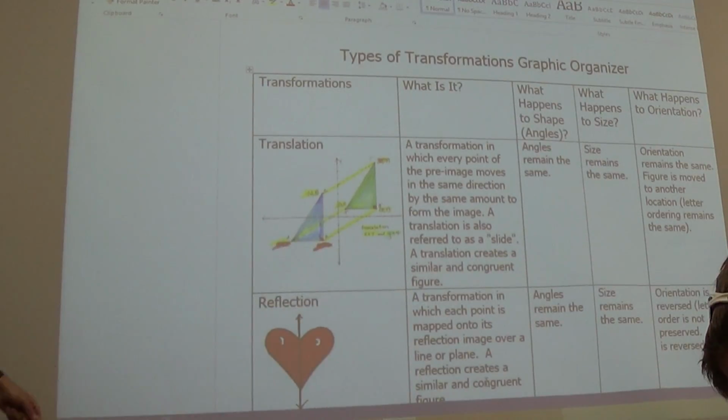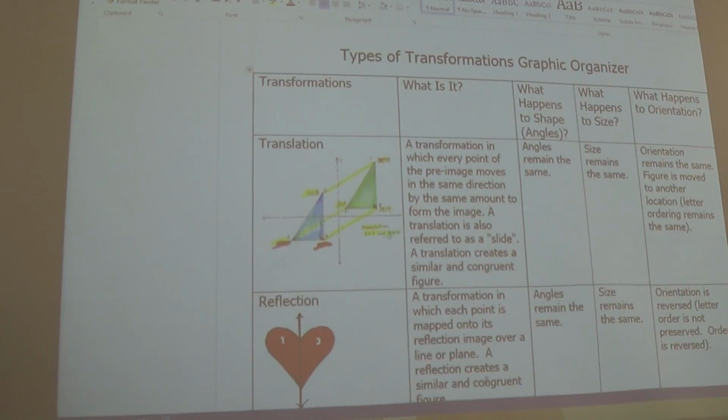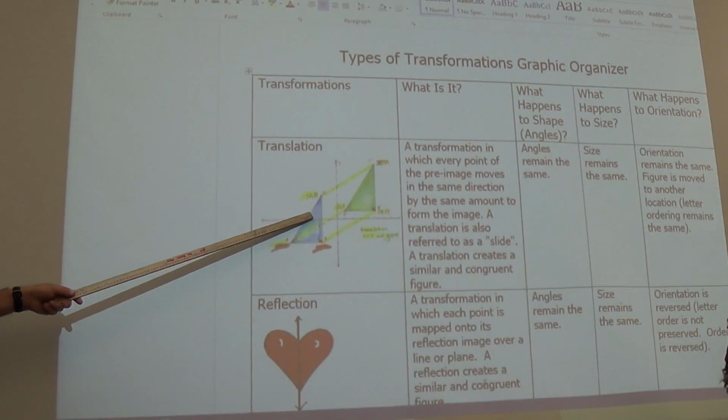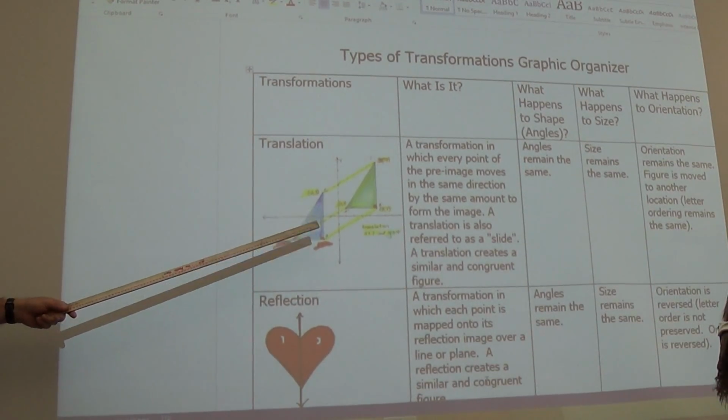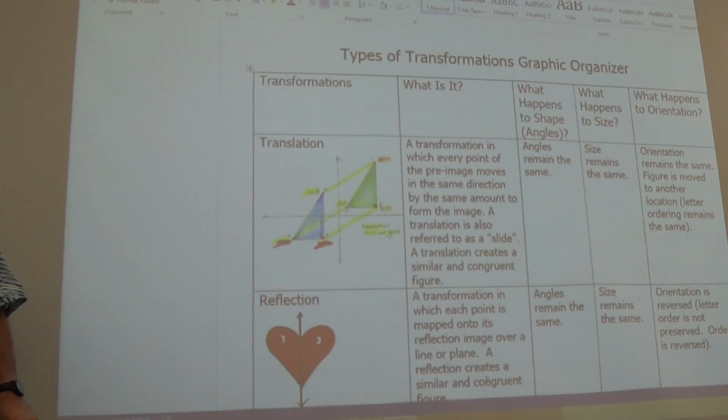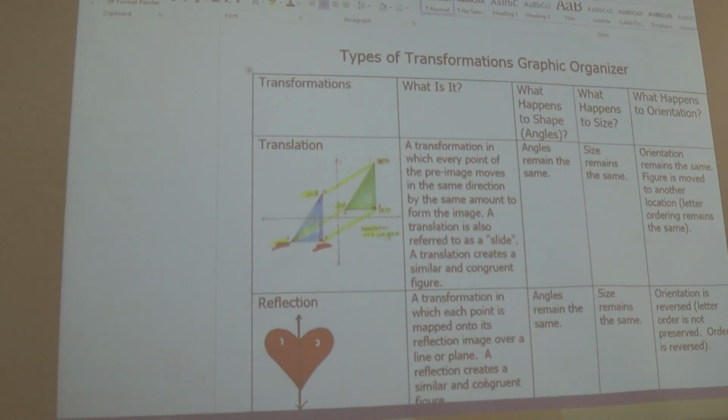Besides them telling you which one is the image and which one is the pre-image, you can tell by the markings on the figures. If you don't have those tick marks, that's the beginning. That's the original figure. That's the pre-image. If they have the markings with the letters, that tells you that that is the image or the copy of the original.